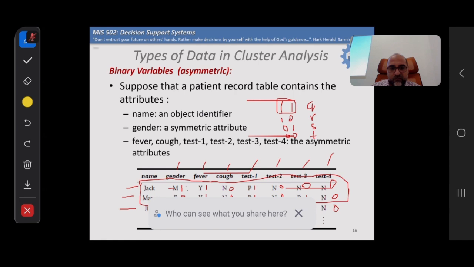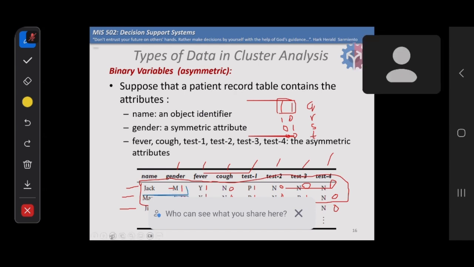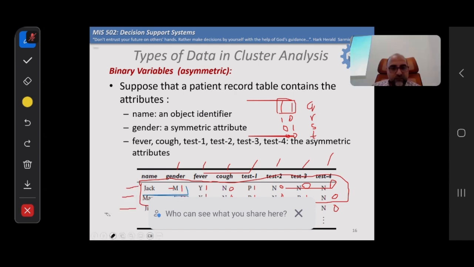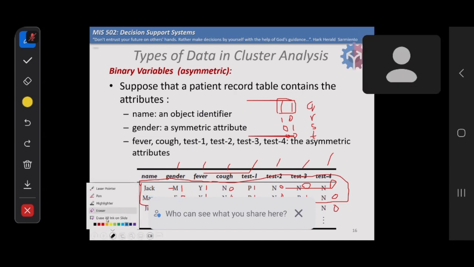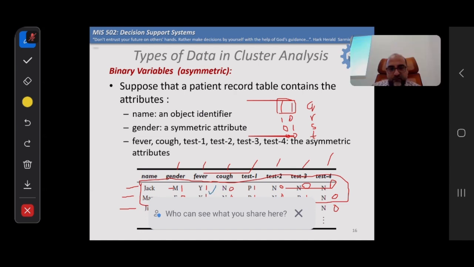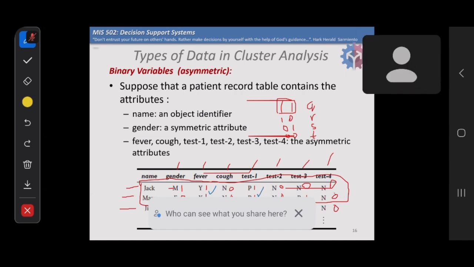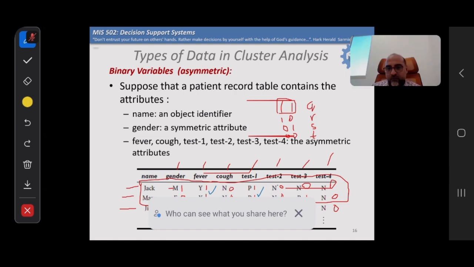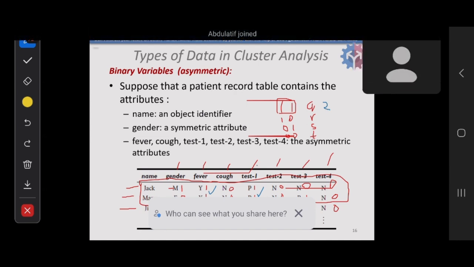So how many 1 and 1 do you see here between Jack and Mary? Is this 1 and 1? No, it's not 1 and 1. See carefully again. This is 1 and 0. Is this 1 and 1? Is there any 1 and 1 you found? No. So how many Qs have you found? Two of them.